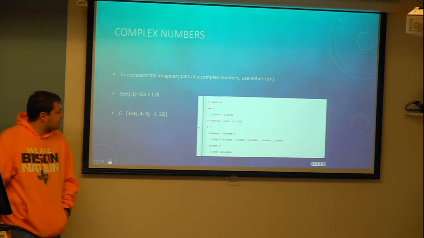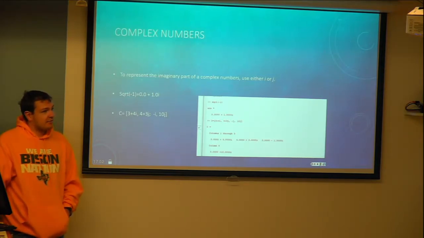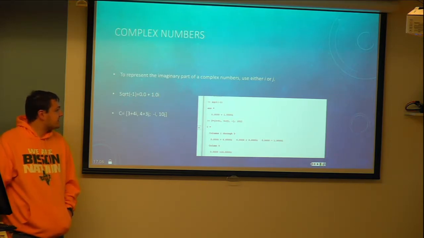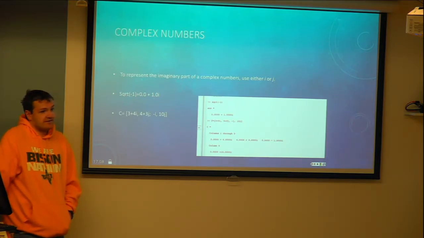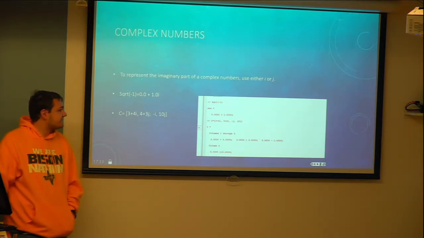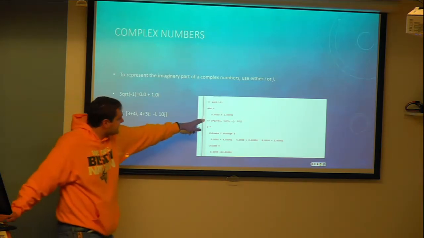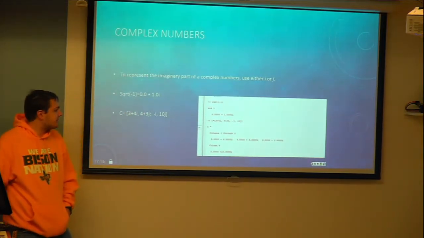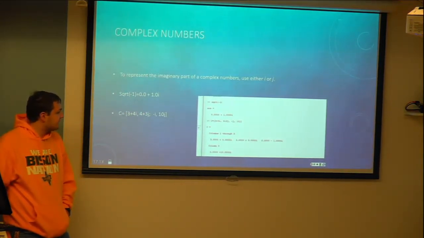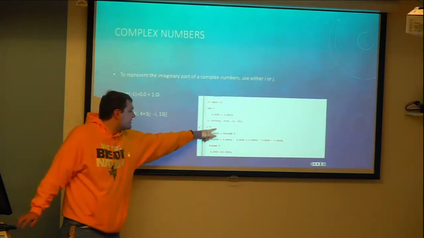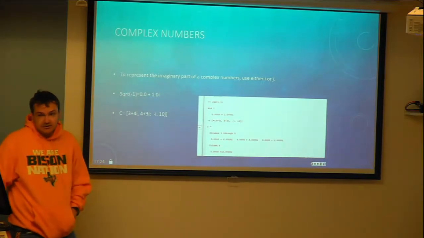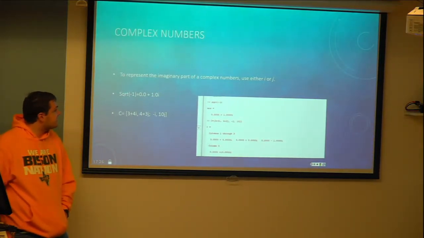Complex numbers in MATLAB are represented with an i or a j. If you type the square root of -1, it's obviously just i. It'll display the real part if there is one, and then the complex part after that. Then I just created a matrix here. It has the 3 plus the 4 pi, so the real part and the complex part. You can use either i or j.